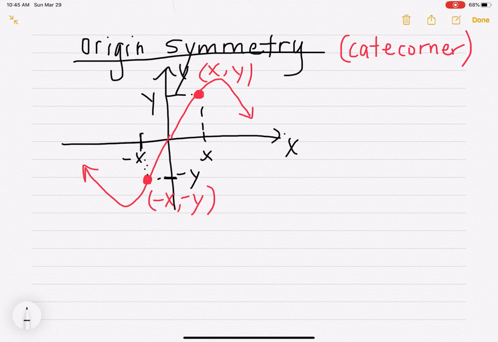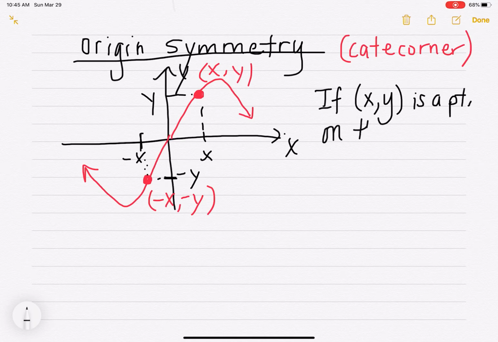Over here. Yeah, so the really key thing about this type of symmetry is if xy is a point on the graph, then so is negative x, negative y.